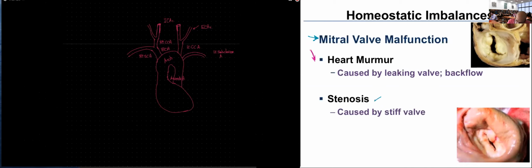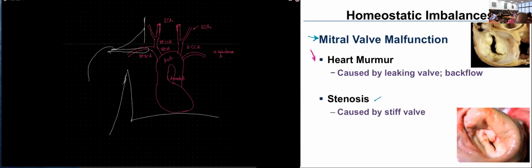So if we're drawing here, this is going to be the clavicle like this. This is going to be the neck. This is going to be the shoulder. Here this is going to be the chest of this guy.